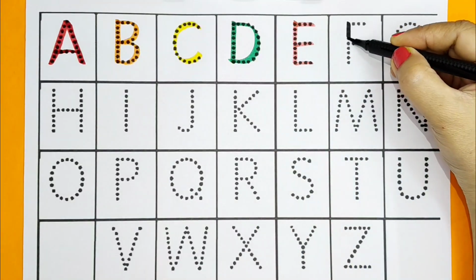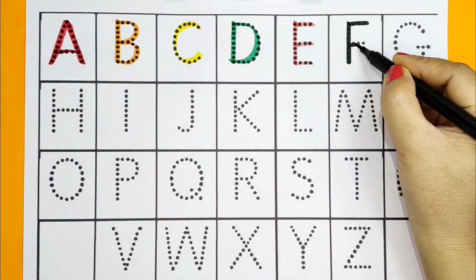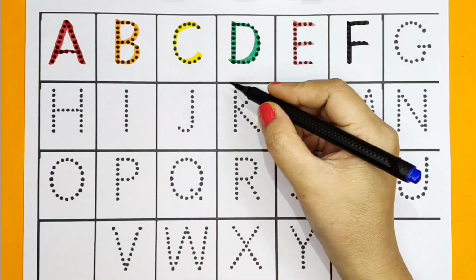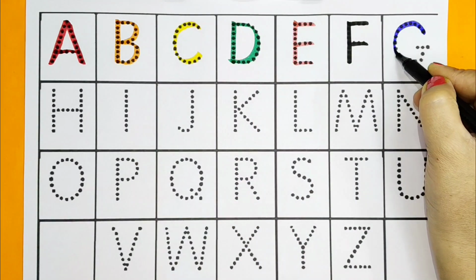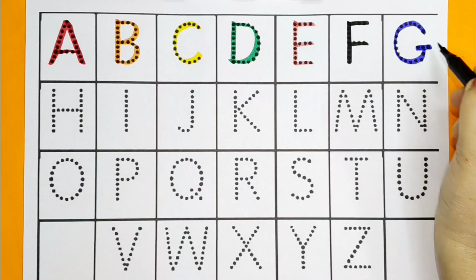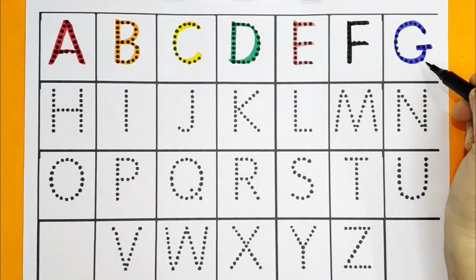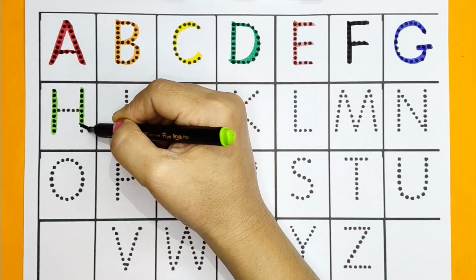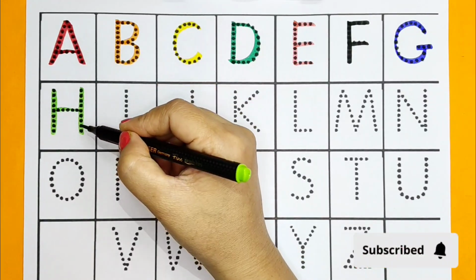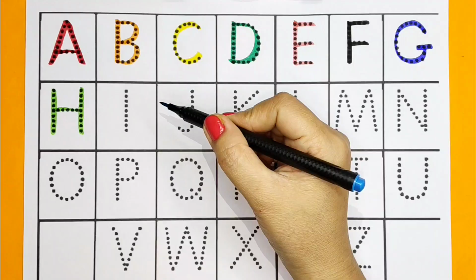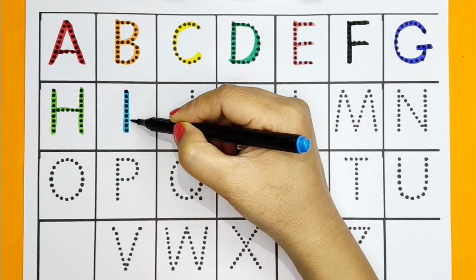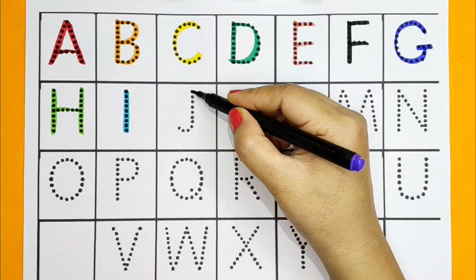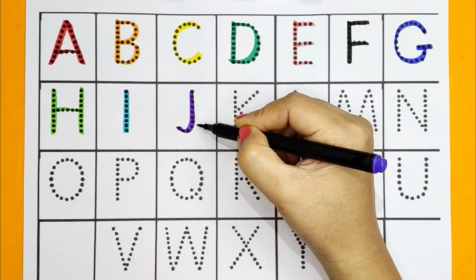Black color F. F for frog. Blue color G. G for grapes. Light green color H. H for hen. Sky blue color I. I for island. Purple color J. J for jug.